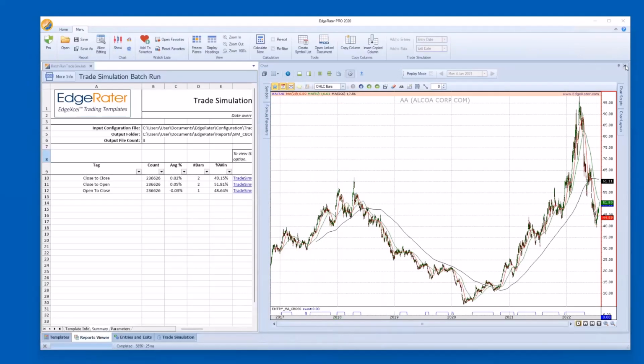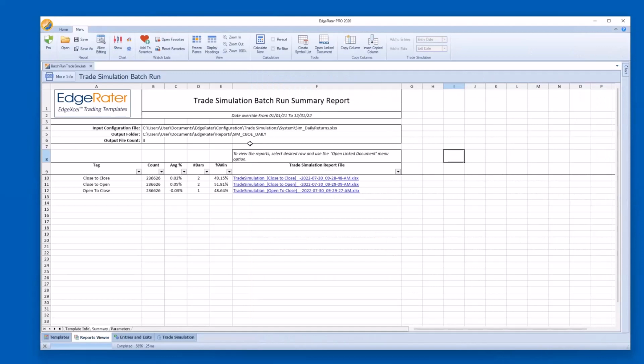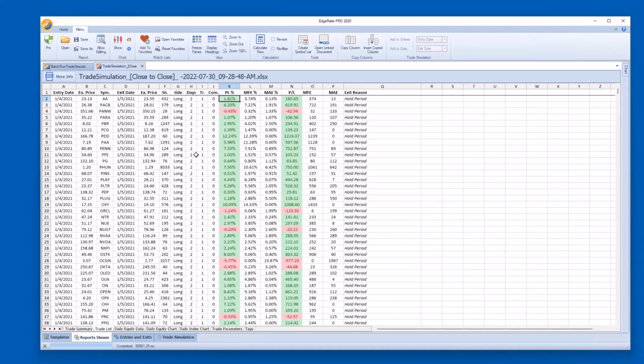So let's take the chart off for now. This report is just a summary report. It's interesting, but it really is just a summary of the simulations that have been run. There are actual reports that are the simulations themselves. So if you click on open linked document here, you'll open up the entire trade list. So let's open that document, open linked document. Okay, so here we are.